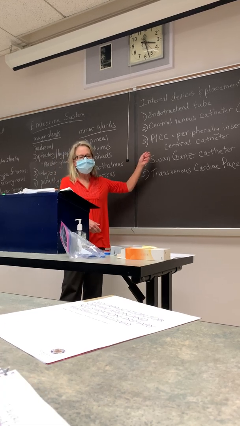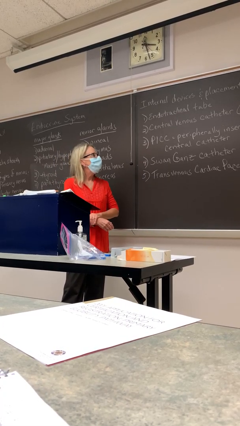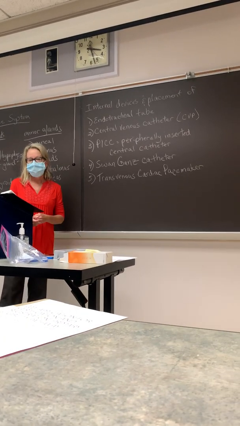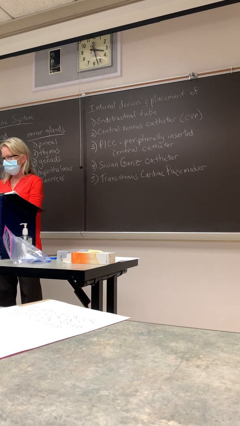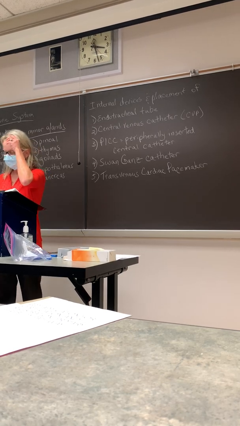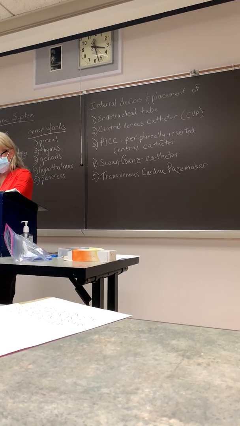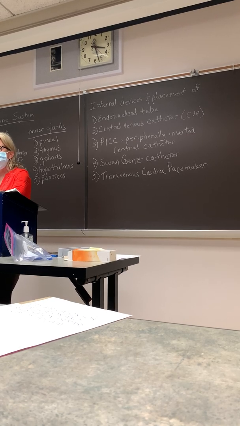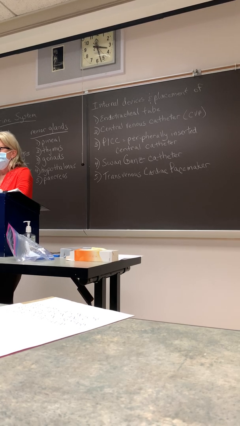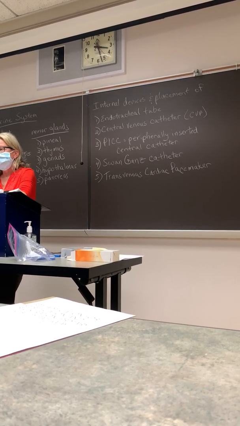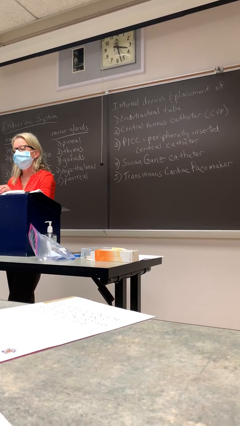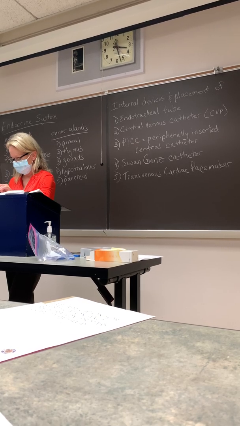Okay, the next one is a PICC line, which stands for peripherally inserted central catheter. Where do those start? Good. They start in your arm somewhere. This one is for long-term venous access. They have to keep giving them drugs. Where should the tip of that one be? Good. Tip of that one is in the SVC as well, superior vena cava.